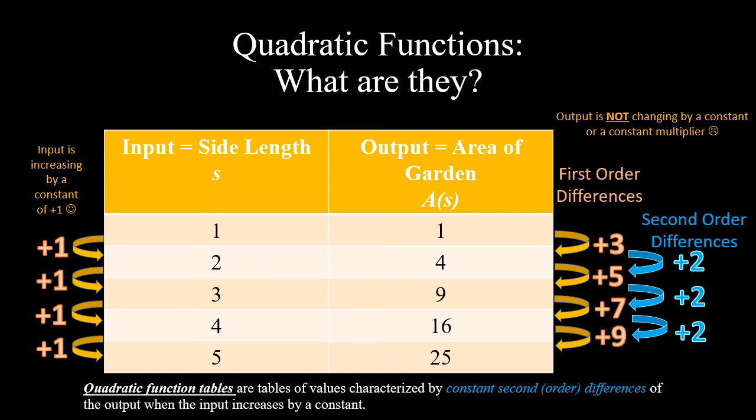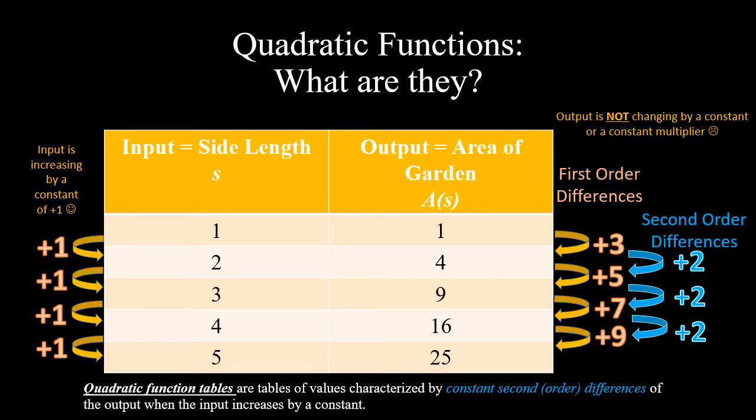And so we said that quadratic function tables are tables of values characterized by constant second order differences of the output. Okay, so we had this constant 2 when we looked at the second order differences, which told us that this was a quadratic function we were dealing with.